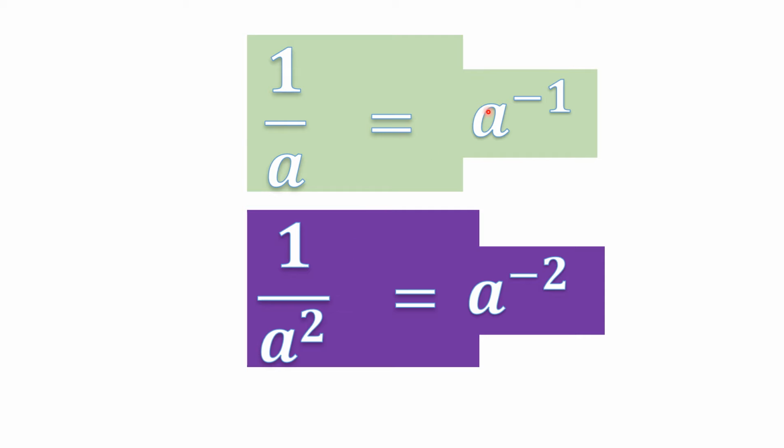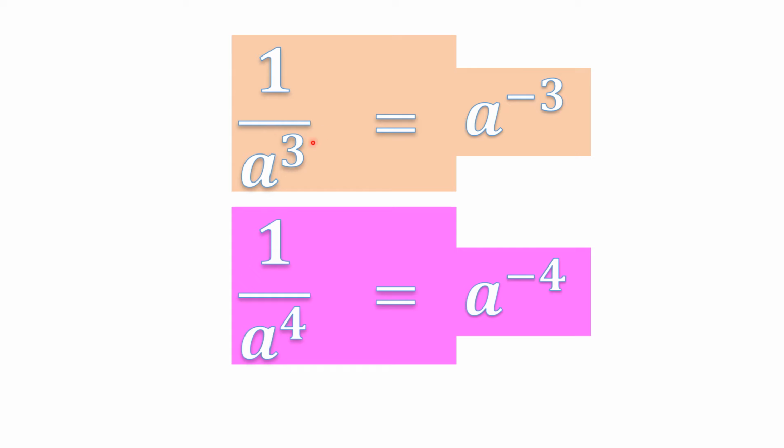Now, next, just like a raised to minus 1 itself, we can take a raised to minus 2. Now, what will that mean? It will mean that a square is in the denominator. Now, look, 1 by a square can be written as a raised to minus 2, right? So, like that itself, 1 by a raised to 3 can be written as a raised to minus 3.